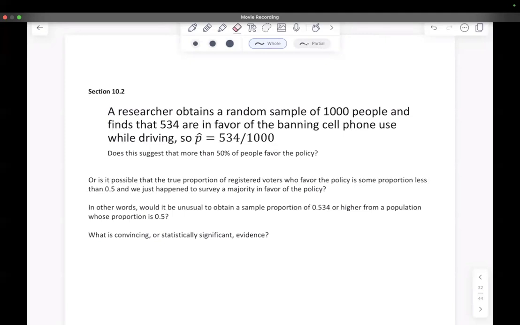So what I'm saying is, if I took a sample and got 534 out of 1,000, would that be unusual if the actual proportion was 50%? Would it be unusual? So that's what we are determining. Just because it's different right here doesn't necessarily mean that our alternative hypothesis is supported. What I'm trying to figure out is whether 53.4% is inside my confidence interval, or does it fall outside of my confidence interval? That's what we're testing.